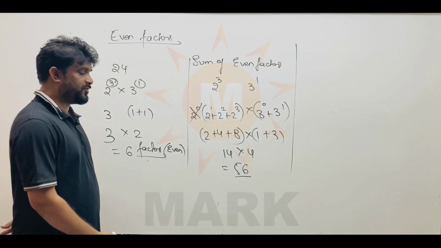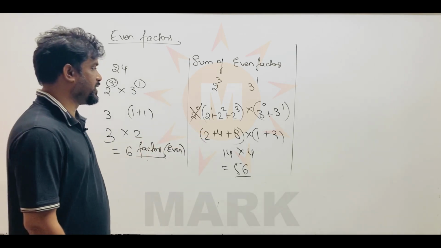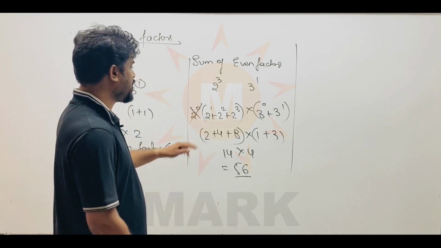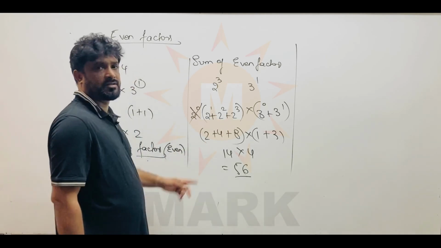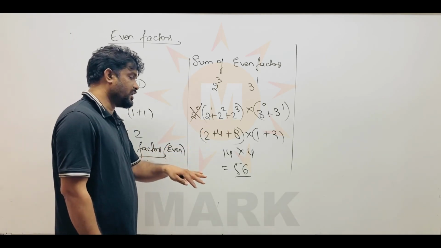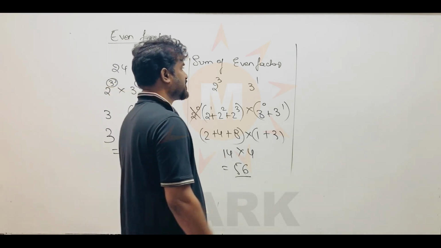56 is the sum of the even factors that we are getting. Here I did not count 2 power 0 because that one will give odd numbers. We already learned this concept. So the sum of even factors is 56.